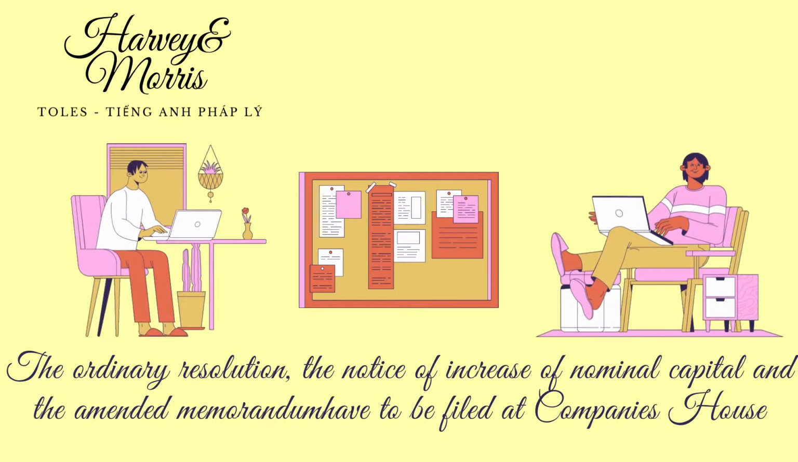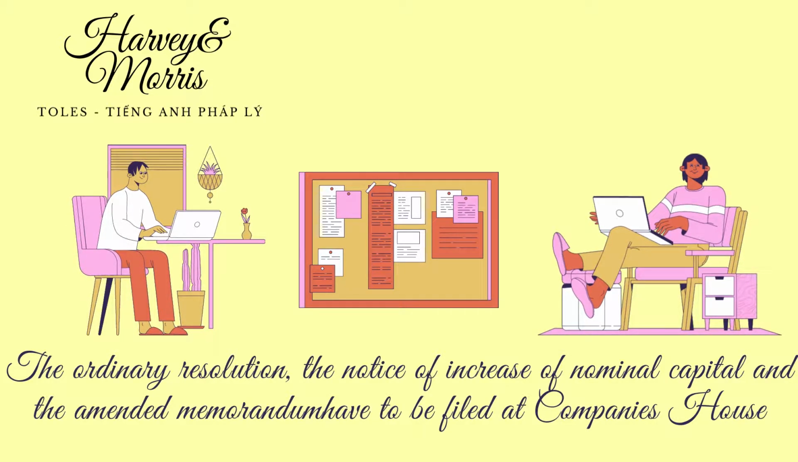Right. Well, minutes of the two meetings, the board meeting and the EGM, have to be drawn up. Finally, within 15 days, the following documents have to be filed at Companies House: the ordinary resolution, the notice of increase of nominal capital and the amended memorandum. And you're finished. Thanks, Harvey. It'd be great if you could mail me the checklist.